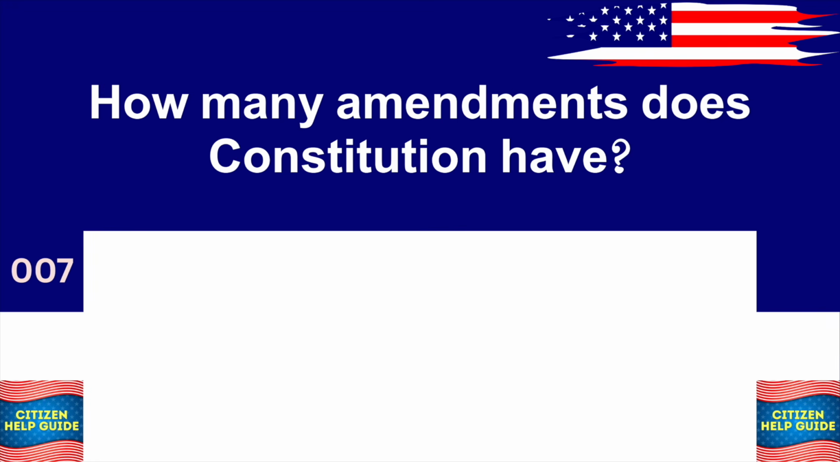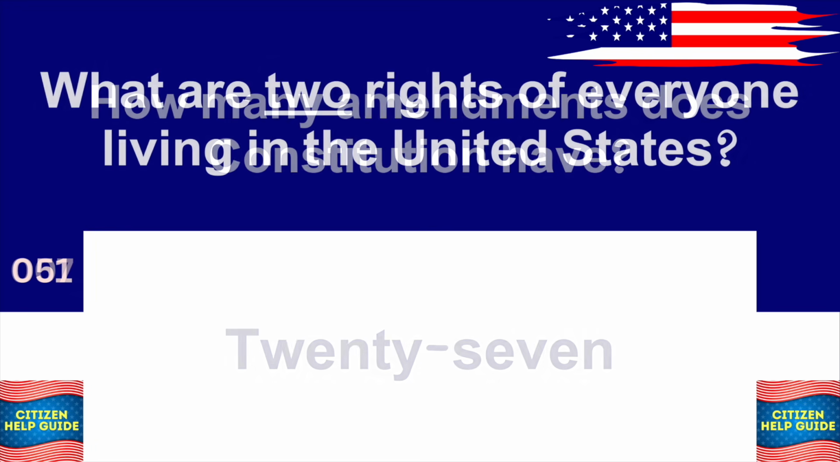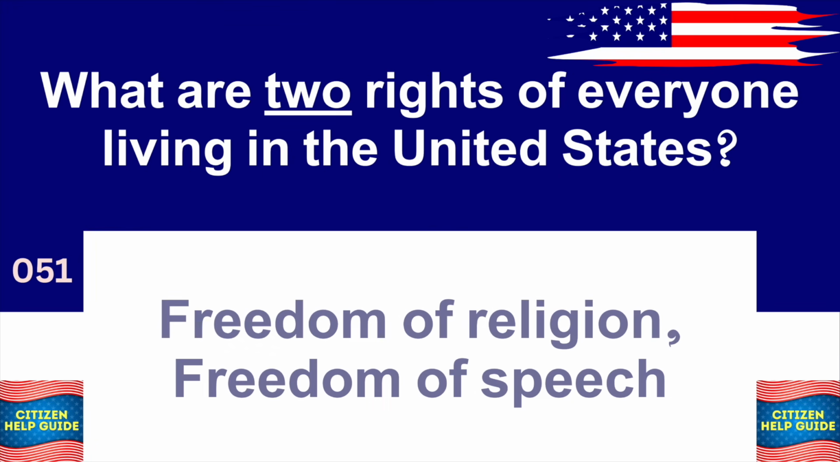How many amendments does the Constitution have? 27. What are two rights of everyone living in the United States? Freedom of speech. Freedom of religion.